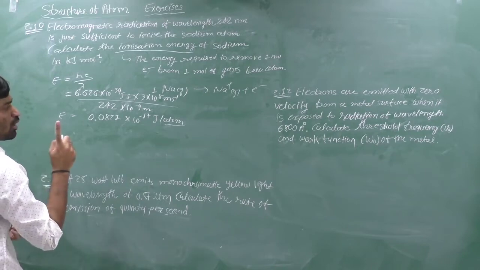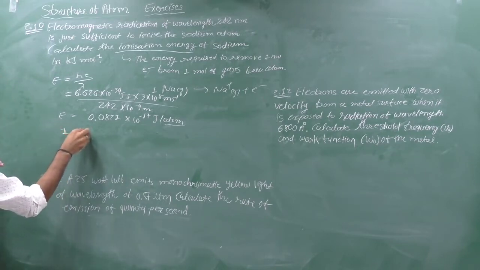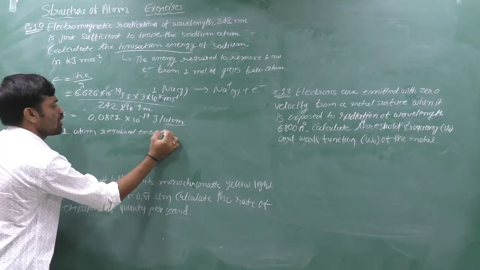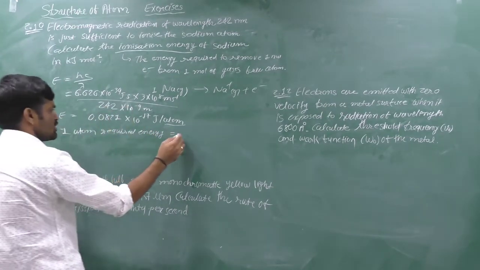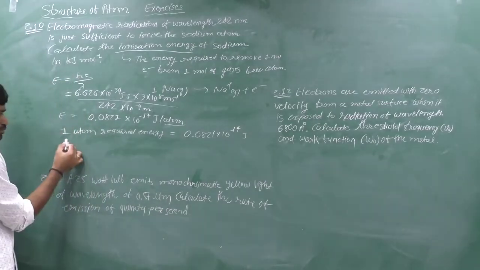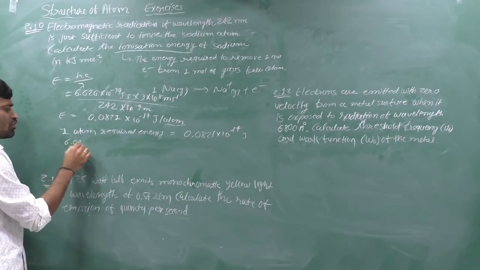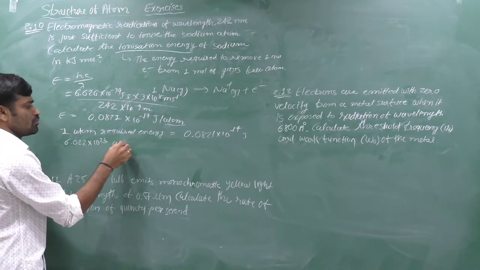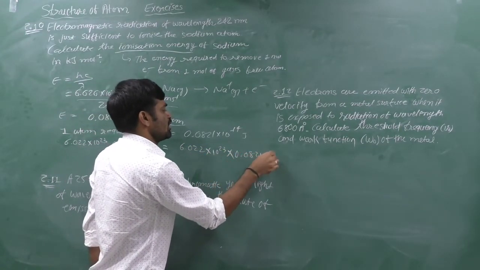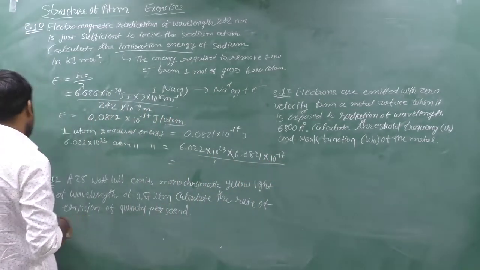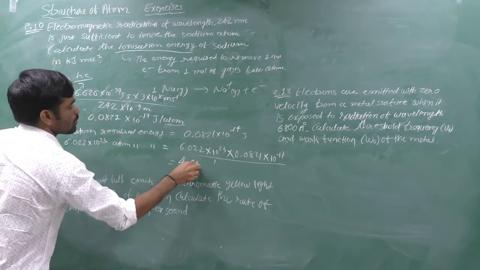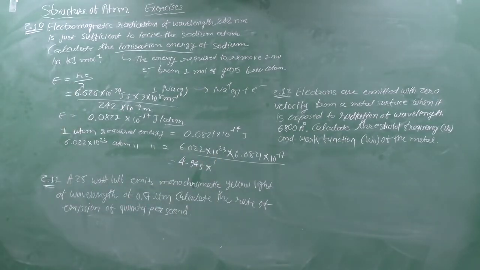Ionization energy means 1 mole, means 1 atom required energy to ionize is equal to 0.0821 into 10 raised to minus 17 joule. Then for 1 mole, means 6.022 into 10 raised to 23 atoms, required energy is equal to 6.022 into 10 raised to 23 into 0.0821 into 10 raised to minus 17 by 1 is equal to 4.945 into 10 raised to 5 joule per mole.